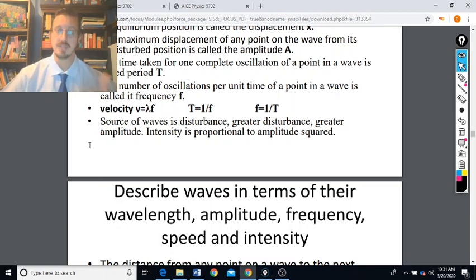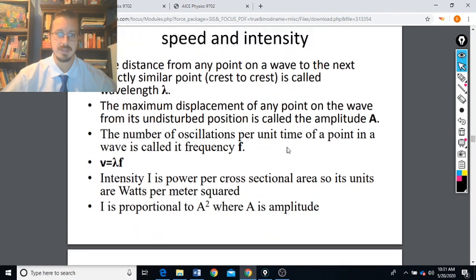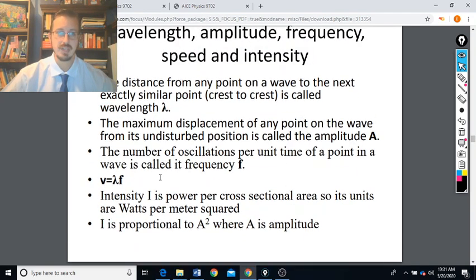Even though it seems redundant, those of you that have me in class know that I do this a lot, where I'll be very redundant with the vocabulary, and that's just to reinforce it, because having the definitions in mind is the first step to being able to get to more interesting and complicated ideas. That's what these slides are about here, just describing waves in terms of their wavelength, amplitude, frequency, speed, and intensity. Some of the same definitions that you saw in the previous slide are here again, so that's just the same information.